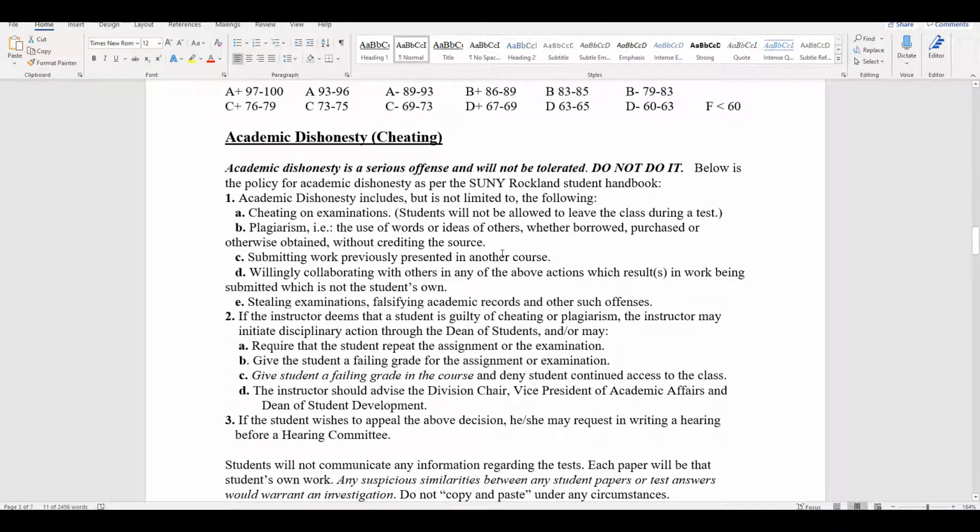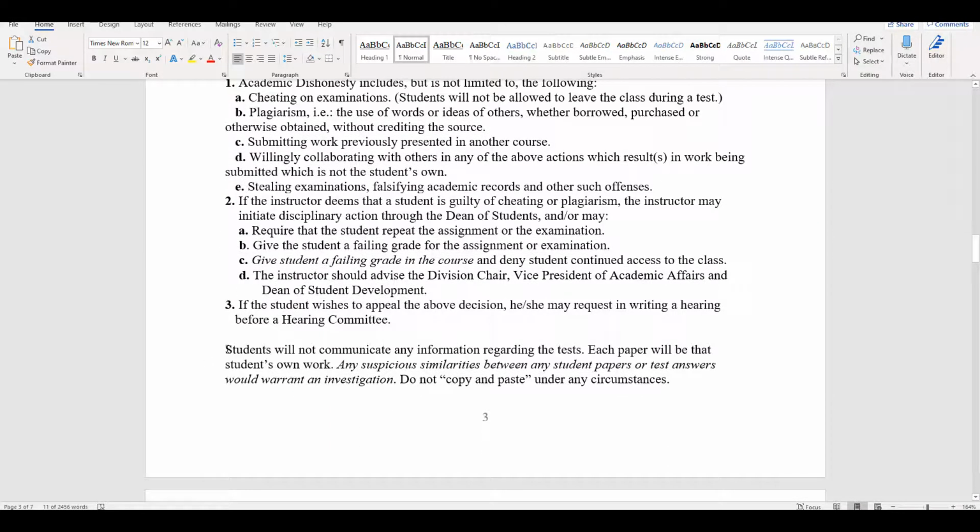Now, as far as cheating goes, don't do it. Don't even think about it. Don't even go there. It is the single worst thing you can do in your college career. It will not be tolerated, and you could get expelled from the school for cheating. So the things that I really want to note are right here.